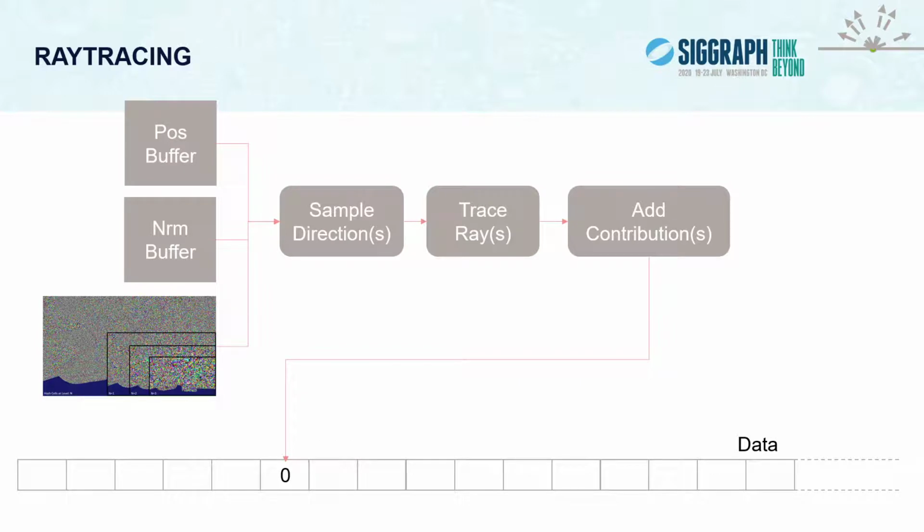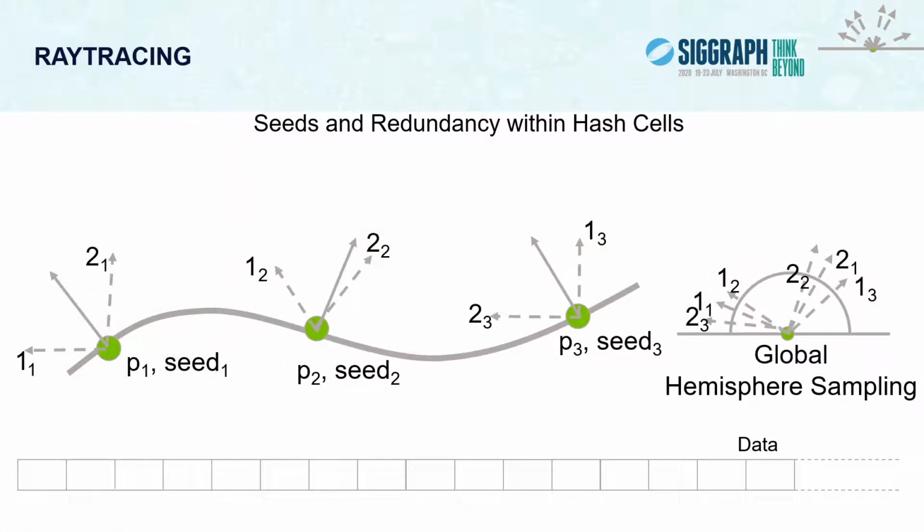Now we have positions, normals, and the cell ID for each pixel. So from that, we can sample a number of directions, trace rays, and add lighting contributions to our data in the hash map. If we do that naively, by just taking a random sequence for each shaded point, we would end up with a proper sampling of each hemisphere above the points. The more samples we add, the more it will be converged.